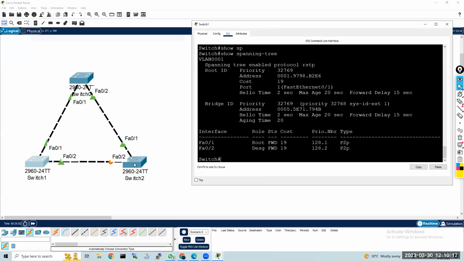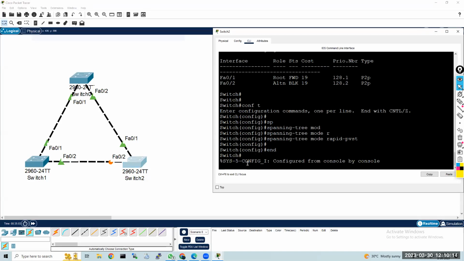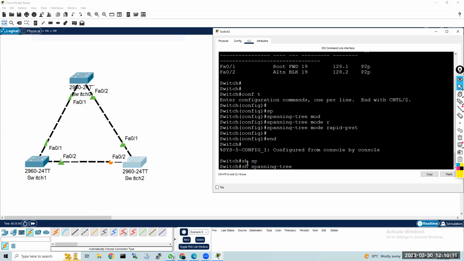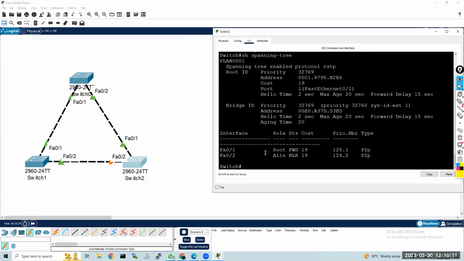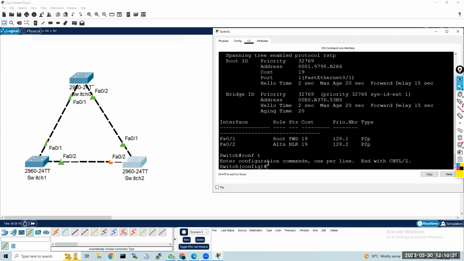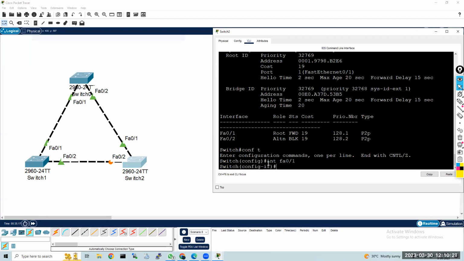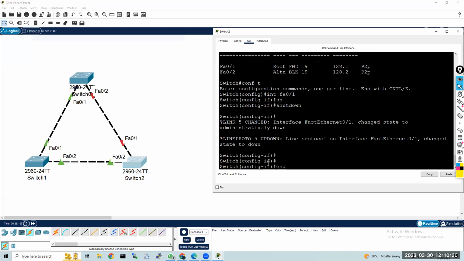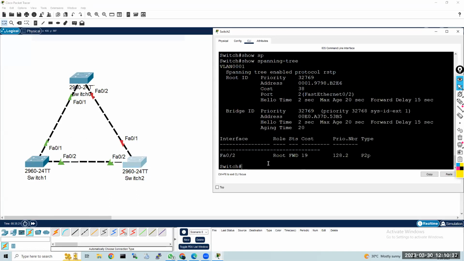Fine. If you check this router now, show span. Fine, so one is an alternate port. This is a root port. So what happens if I make the root port go down? I'll go to this FastEthernet 0/1 and say no shutdown. Show span. See, it has become forwarding very fast. Can you see?